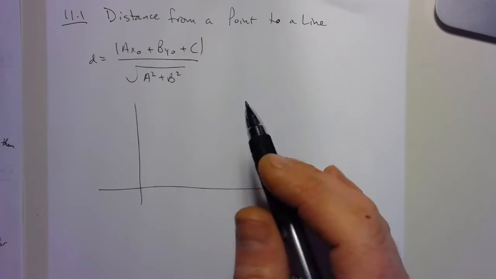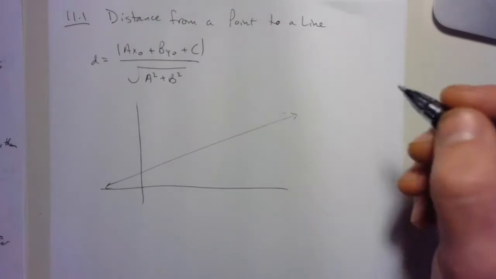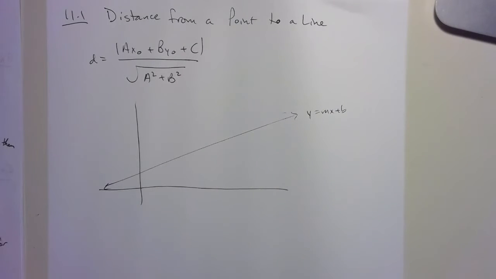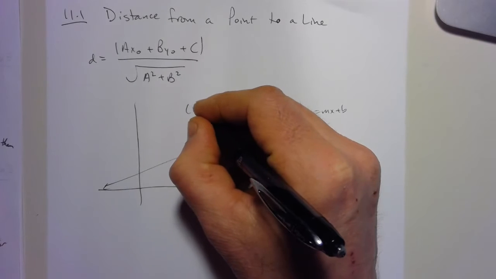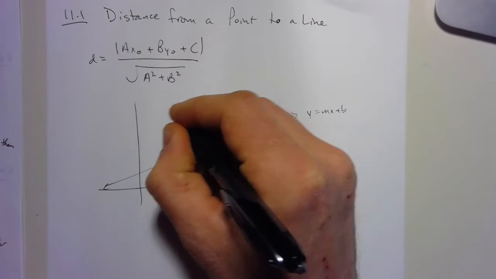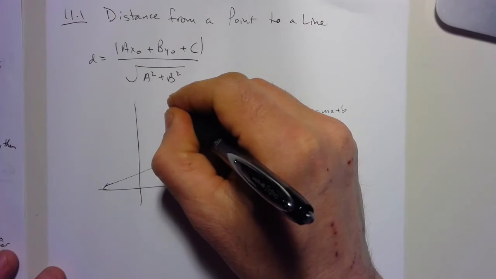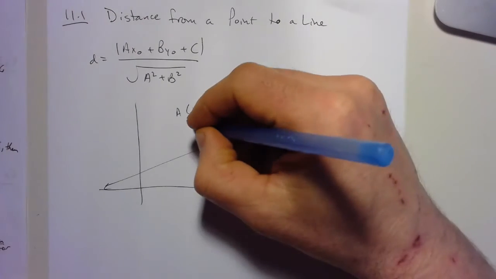So we have a line, and it doesn't matter where the line is. This line has the equation, we'll say it's in y equals mx plus b form. There's our line, and here's our point that's not on it, and we'll call that x0, y0. I guess I can call that A. And so here's the distance.